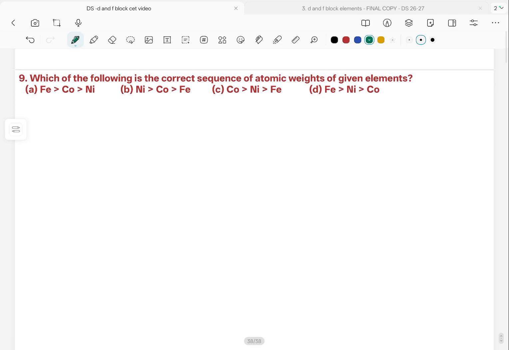The question is like this: which of the following is the correct sequence of atomic weights? We have to find out the correct sequence of atomic weights of the given elements. The given elements here are nickel, cobalt, iron and so on. They all belong to 3D series, and these 3D series elements are seen in this way according to their atomic number. First iron is seen, then comes cobalt, then comes nickel. According to their atomic number, they are arranged in this way across the series.